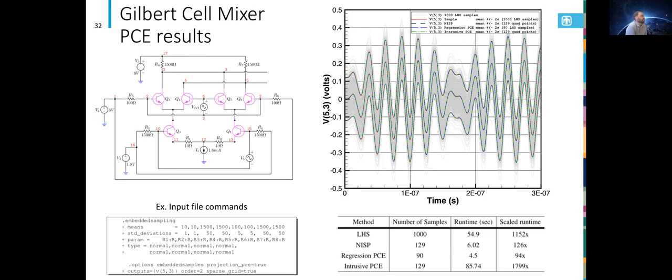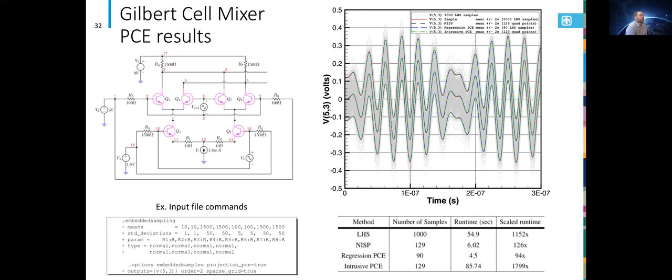So this picture here is another kind of toy problem, but it's one that has a few more inputs to it. This is a Gilbert cell mixer. For this one, I think there are 8 transistors in the circuit, and I gave all of them a random distribution, so there are 8 random inputs. And then I also did 1,000 Latin hypercube samples, as well as all of the different methods.